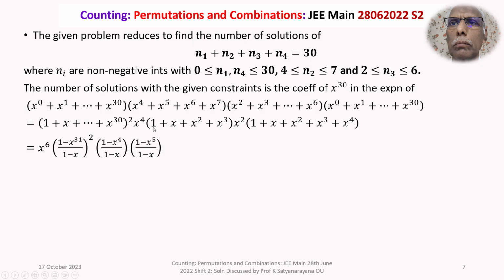And for 1 plus x square plus x cube, as in this case, 1 minus x to the power of 4 by 1 minus x. And for this factor, the last factor, 1 minus x to the power of 5 by 1 minus x. Agreed.